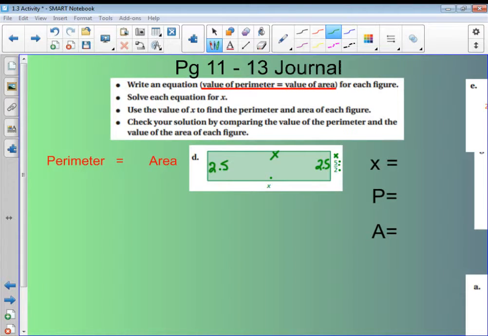Now I like to do that because I like to see everything. Okay, so when I do my perimeter, I see 2 x's, and then I see 2.5 plus 2.5, that equals 5. So I have 2x plus 5. Okay, for my area, remember it's length times width. So it's x times 2.5.